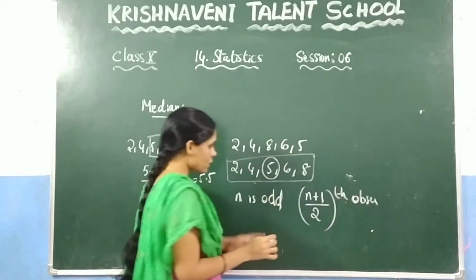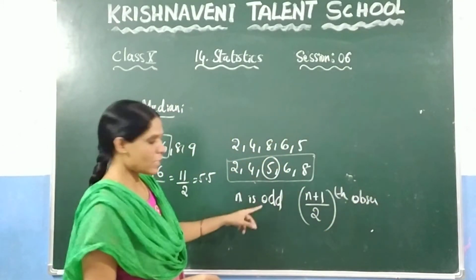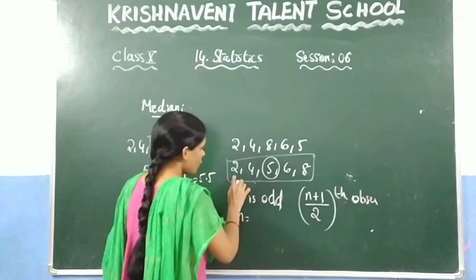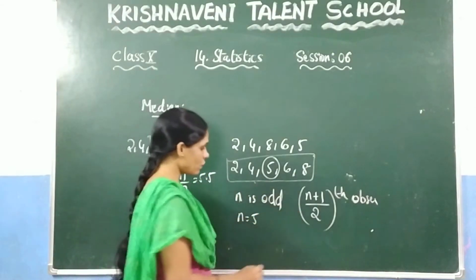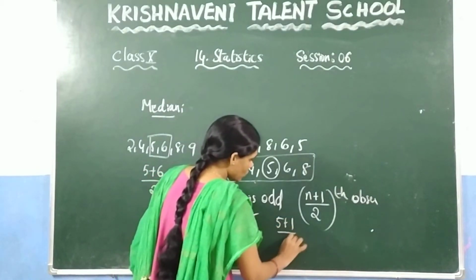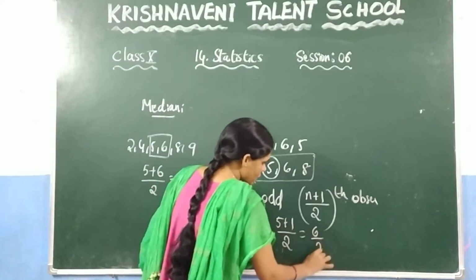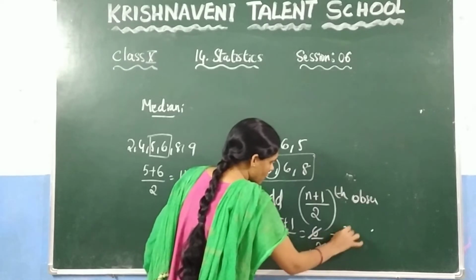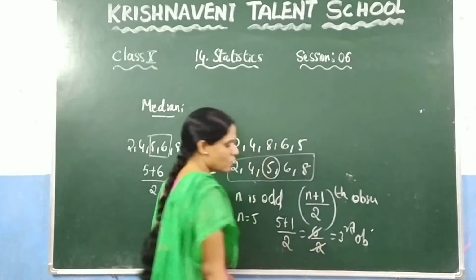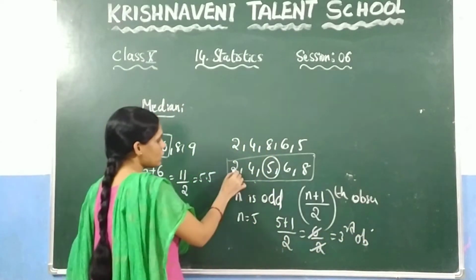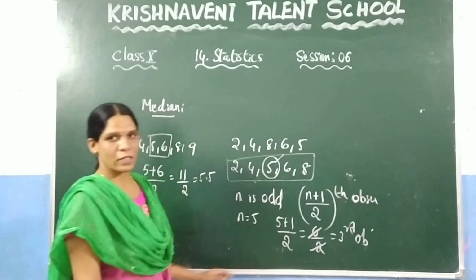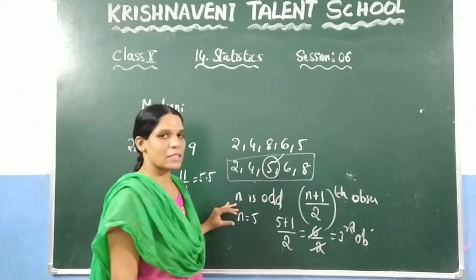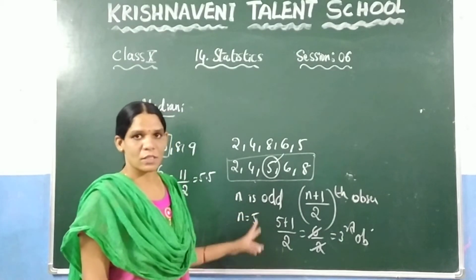So what is the value of n in this case? Since n is odd and n is 5, you substitute 5 in place of n. You get (5 plus 1) by 2, which is 6 by 2, which is the third observation. So the third observation will be the median. What is the third observation? This is the first, second and third. So the median here is 5. By using this formula you can calculate the median if the number of observations is odd.